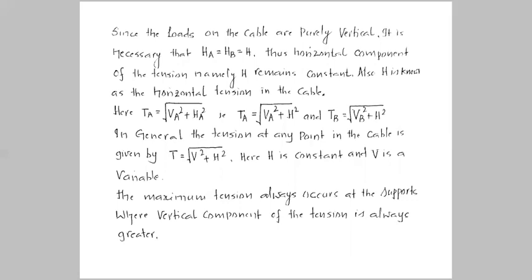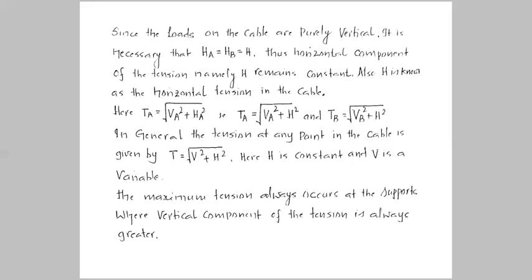Here, TA is equal to square root of VA squared plus HA squared. That is, TA is equal to square root of VA squared plus H squared, and TB is equal to square root of VB squared plus H squared. In general, the tension at any point in the cable is given by T is equal to square root of V squared plus H squared. Here, H is constant and V is a variable.